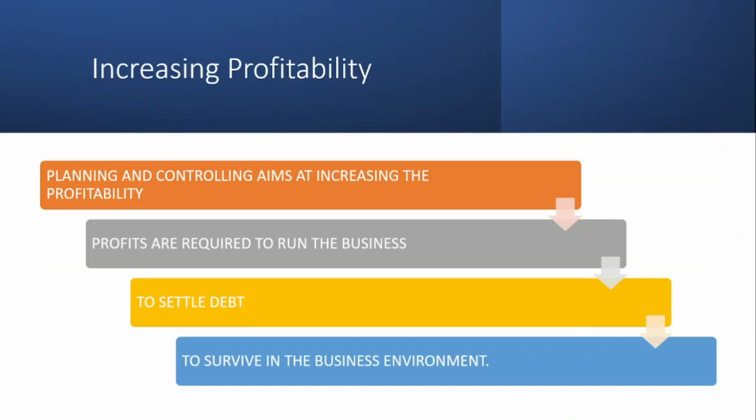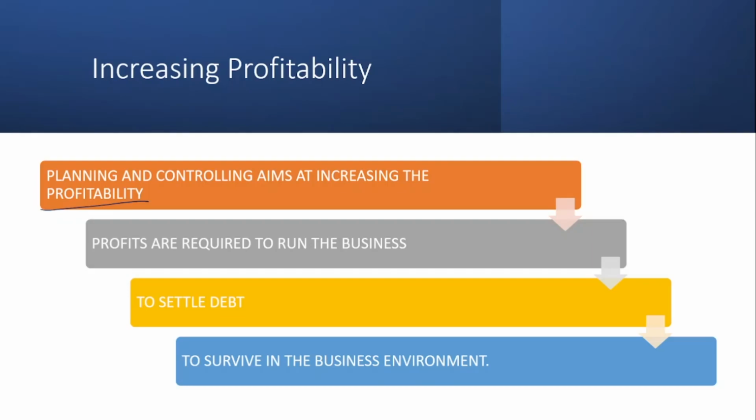The third objective was increasing profitability. So what happens? Very good planning of funds and controlling the funds will increase the profitability. First, you have to plan how much fund is required for you. Second, you need to control. Once you have raised the funds, you cannot use them however you want. You need to control the usage. You should use it only in areas where it is important. So very good planning and very good controlling will increase the profitability.